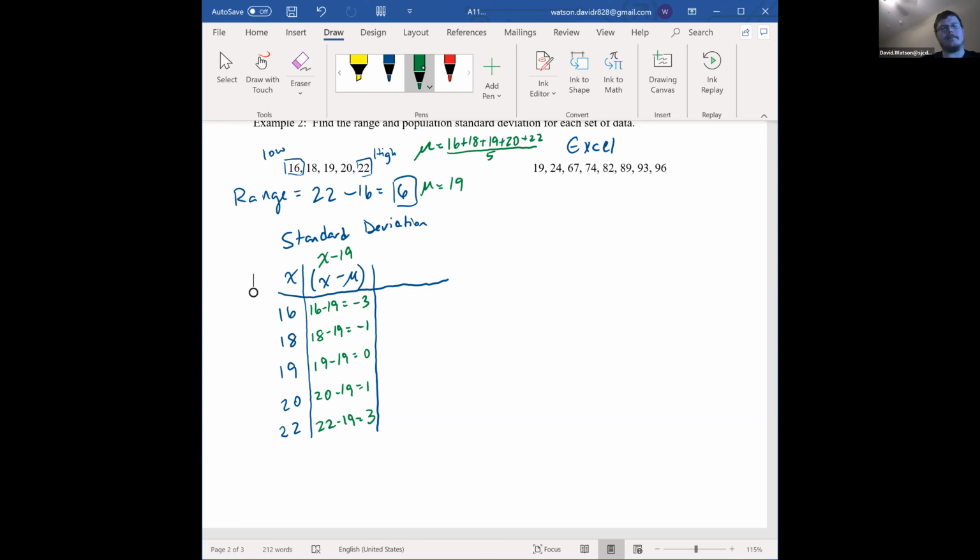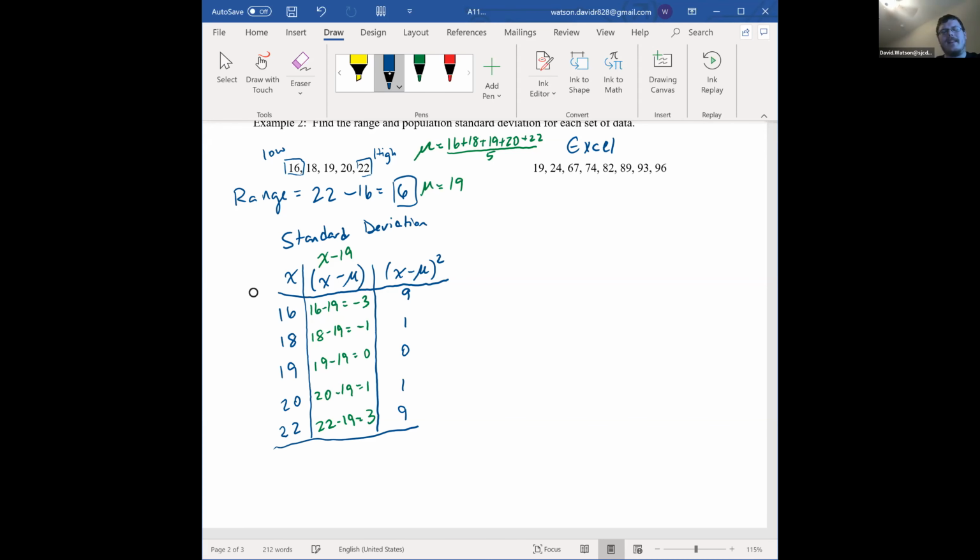All right, just one more column. Last column is going to be x minus mu squared. All right, so what that means is we're just going to take those numbers we just found in the middle column, and we're just going to square them. So negative 3 squared would be 9. Negative 1 squared would be 1. 0 squared would be 0. 1 squared is 1. 3 squared is 9.